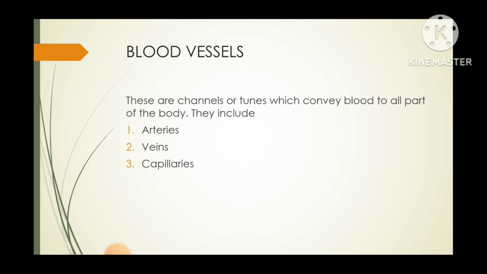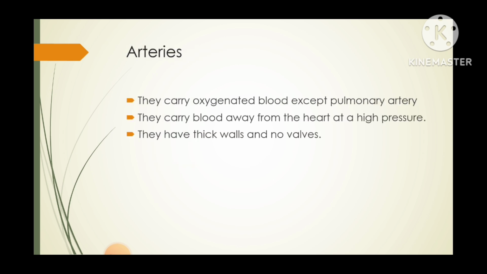Now let's move to blood vessels. These are channels or tubes that convey blood to all parts of the body. They include the arteries, the veins, and the capillaries. The arteries, the veins, and the capillaries are like pipes that transport blood from one place to another inside the body. So now let's quickly talk about the arteries.